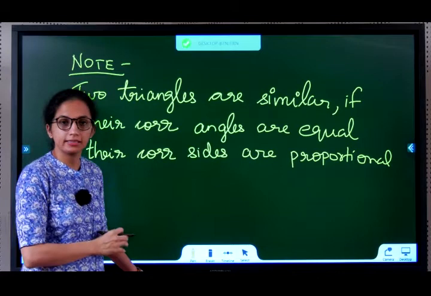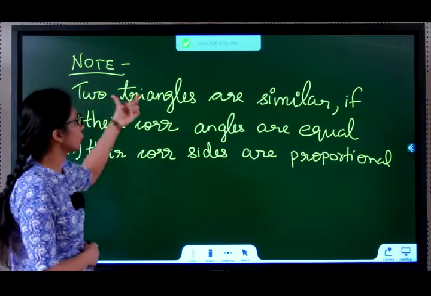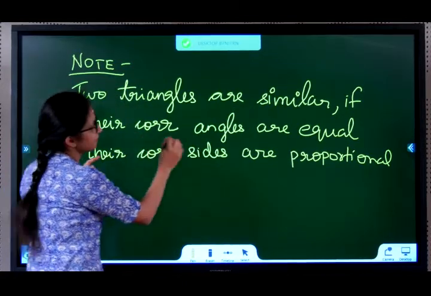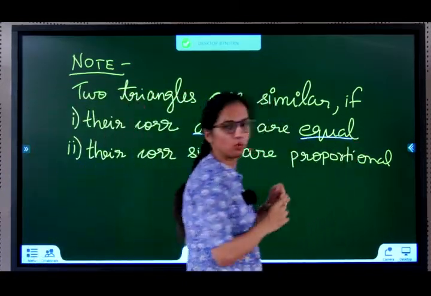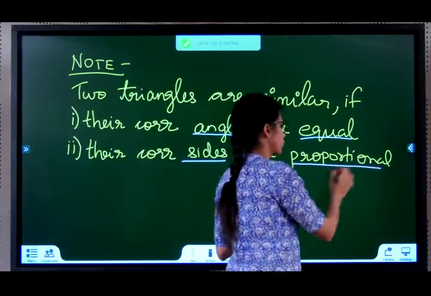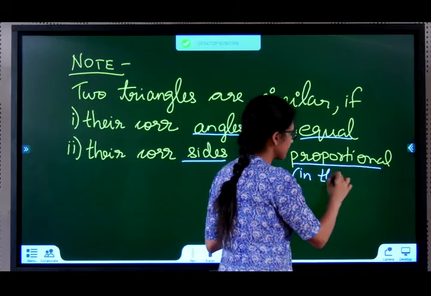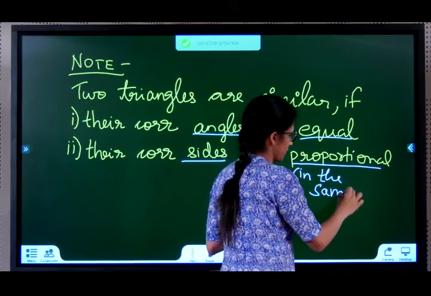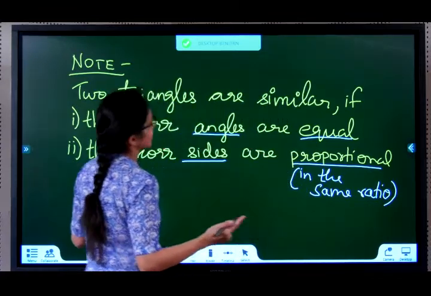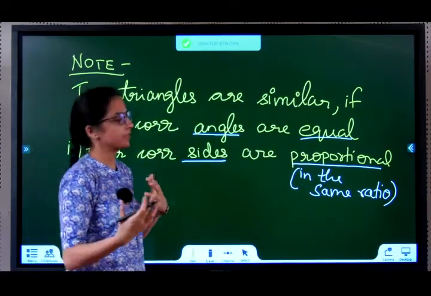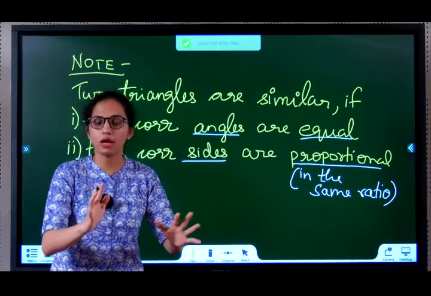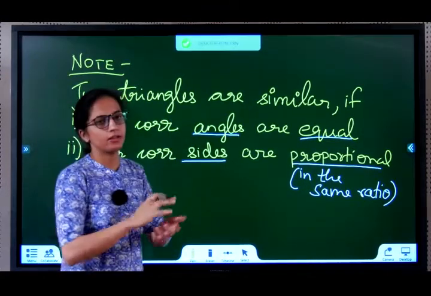Using what we just learned, can I conclude two triangles are similar if their corresponding angles are equal and their corresponding sides are proportional? Proportional means in the same ratio. So, in this chapter, we will be dealing completely with similar triangles. Congruent triangles you have already studied in your lower classes. So, now we know the criteria for two triangles to be similar, right?